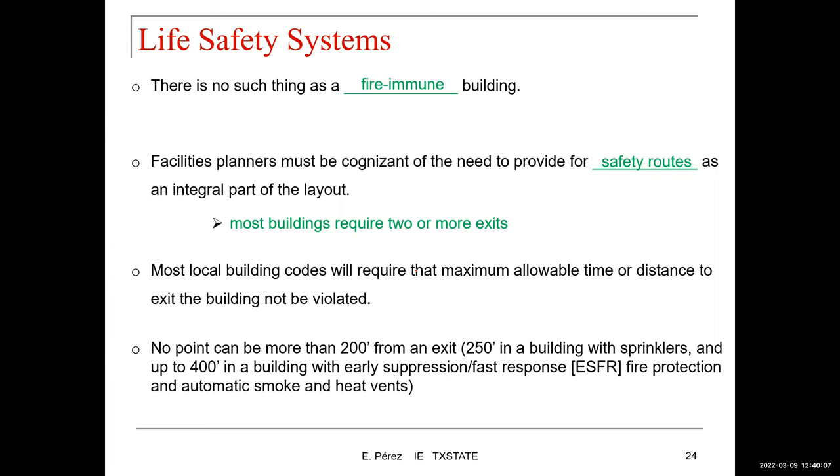So again, depending on the type of protection, you can see there are three levels here. For this example, with no sprinklers, 200 feet from an exit is the maximum distance. If you are in a building with sprinklers, then 250 feet. And if you have more protection, 400 feet for those cases.